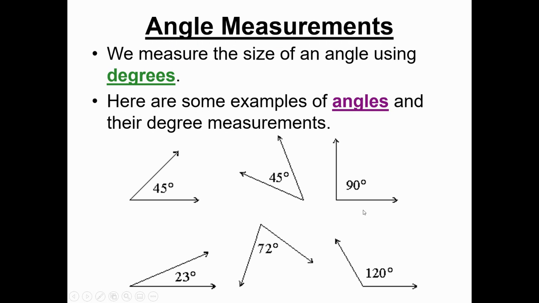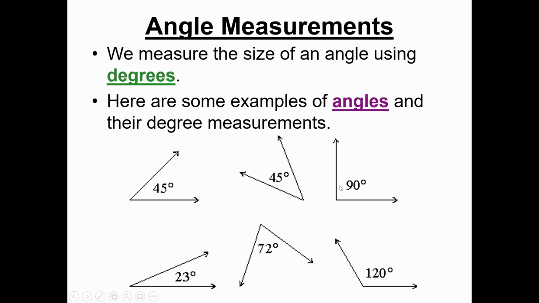So let's talk about angle measurements. We measure the size of an angle using degrees. This is not like a temperature outside, but this is a measurement in degrees. Here are some examples of angles and their degree measurements. Let's start on the top row. We have a 45-degree angle, another 45-degree angle. Both of these are 45-degree angles no matter which direction it faces.